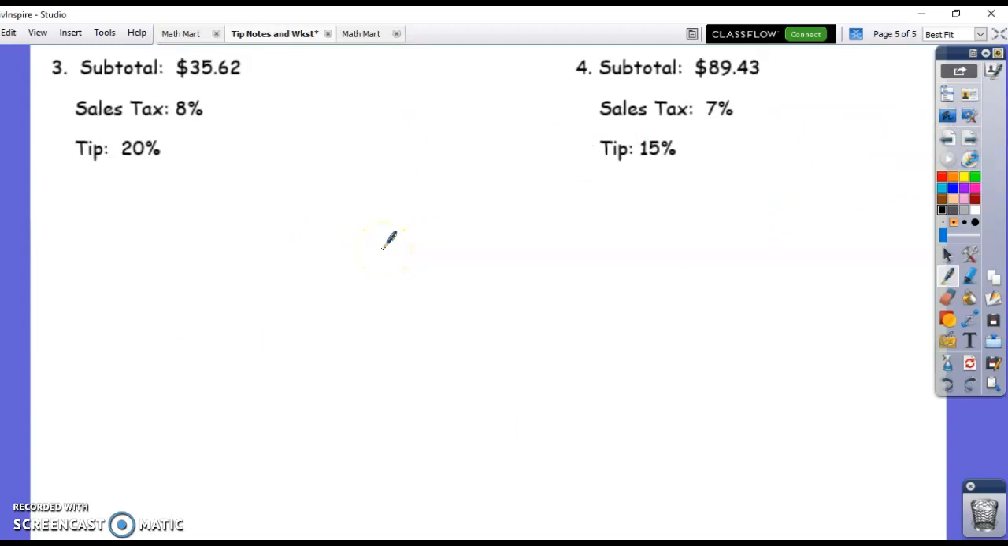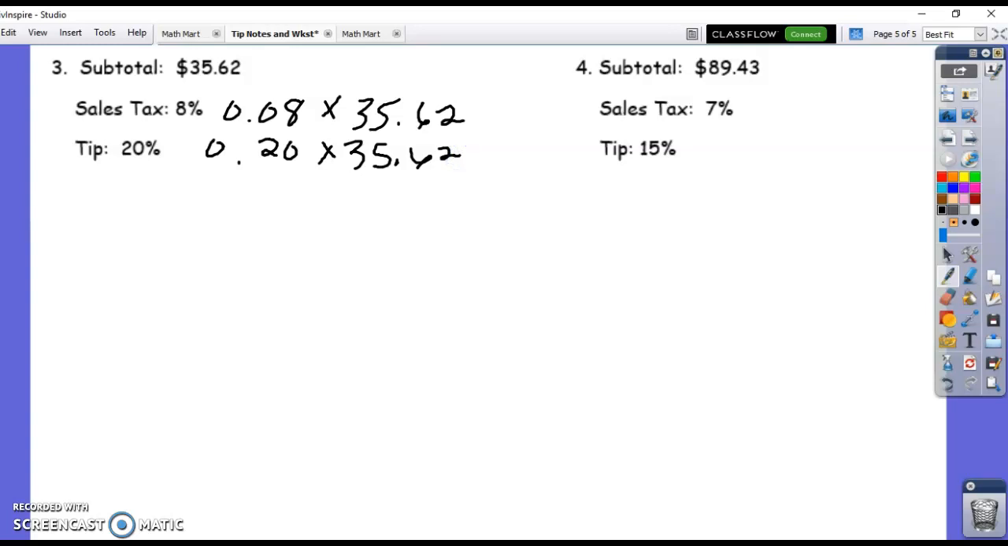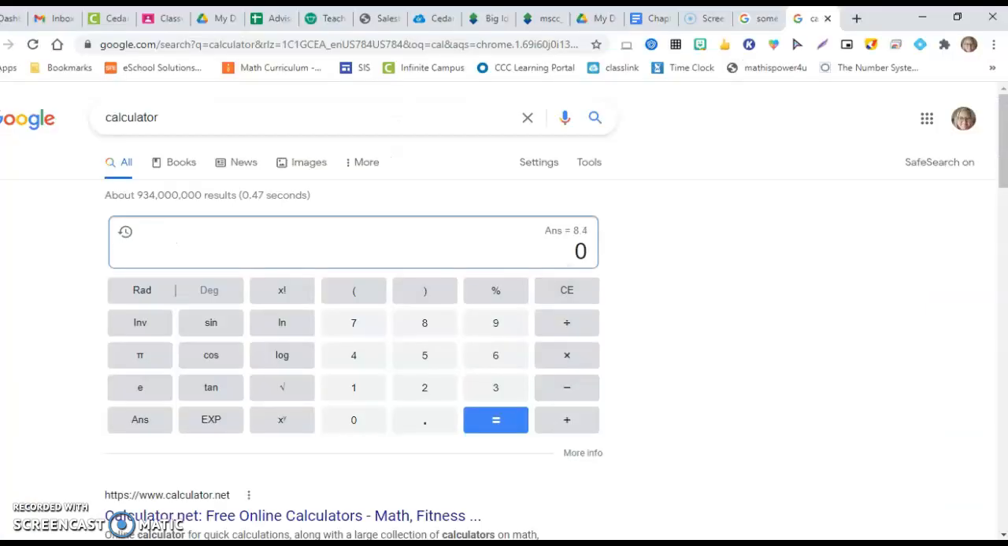Again, I'm going to go ahead and change my percents to decimals right away. So I know I'm going to take 0.08 times 35.62, and for my tip, I'm going to take 0.20 times 35.62. Remember, you're just changing your percent to a decimal and multiplying both of them by your subtotal. So my subtotal is 35.62. To find my sales tax, I'm going to take 0.08 times 35.62. So let's do that.